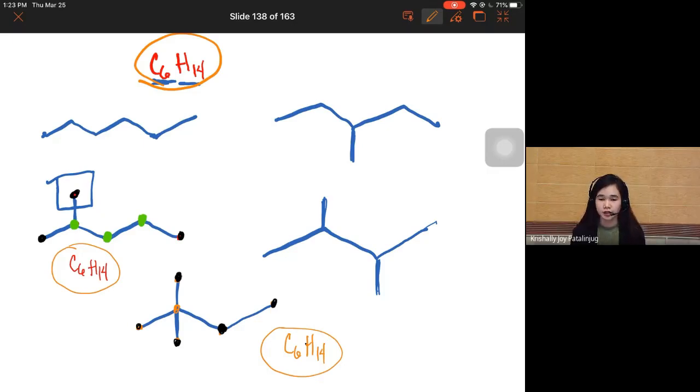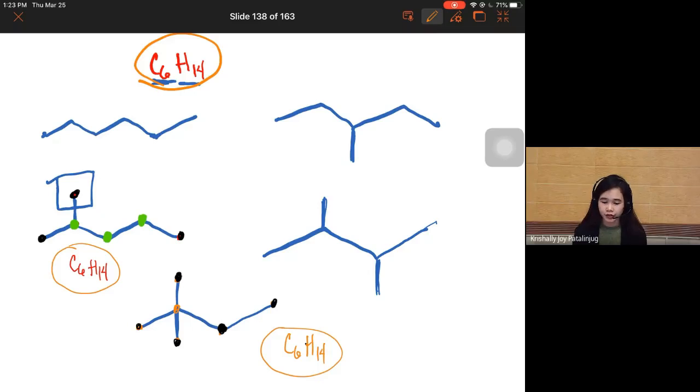Particularly, they differ in the point of branching. The carbon atoms can be linked to the parent chain, the main chain, in different ways. That is chain isomerism. Again, it only occurs among alkanes.